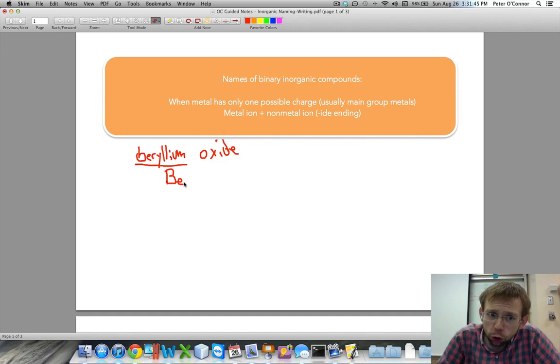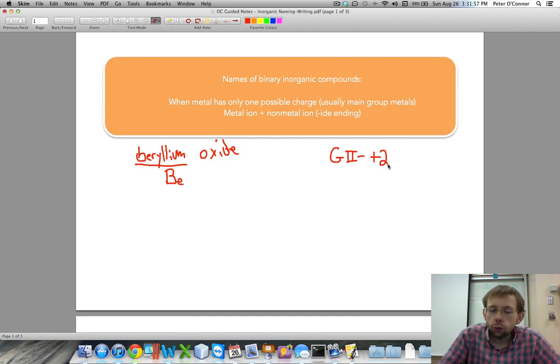Beryllium is in group 2. All group 2 metals, no exception, not a single bit of an exception, are +2 in their charge when they're cations. So this Be has a 2+ charge.